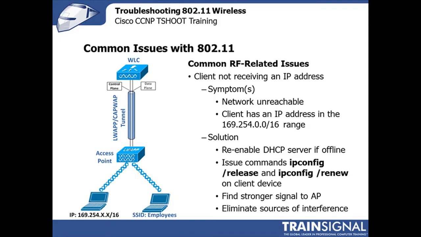The next problem you'll run into, and I can almost guarantee you when you're actually using wireless, you're going to run into this at one point or another: you're not getting an IP address. One way to tell if this is the case is, number one, the network's unreachable. It says there's no network access or internet access, or both.